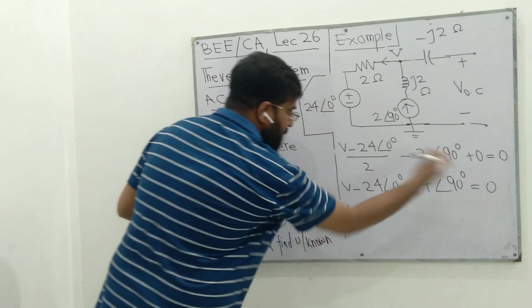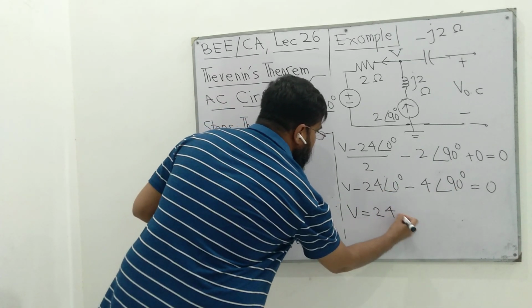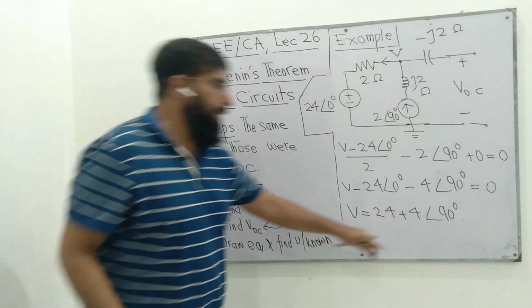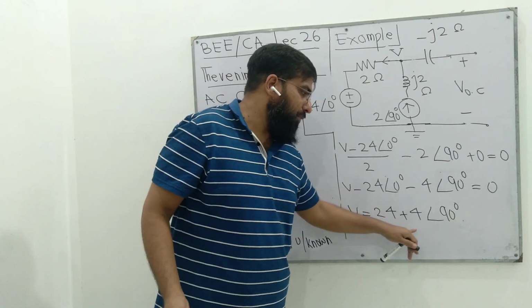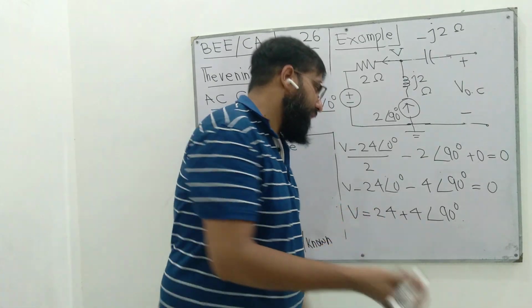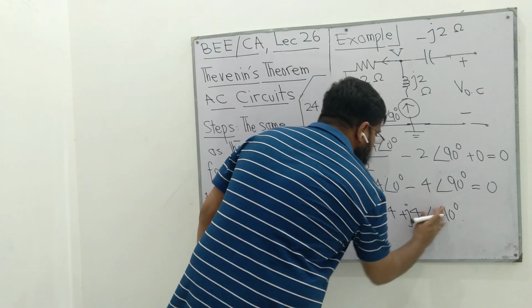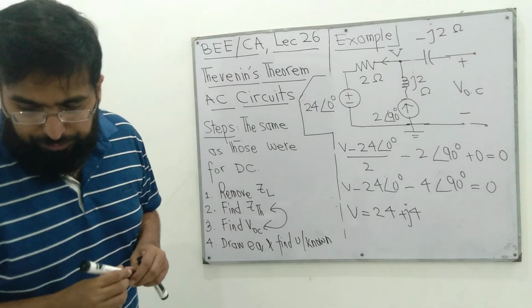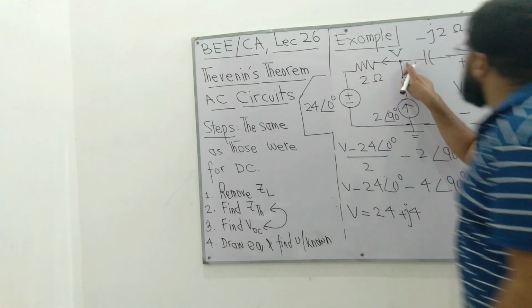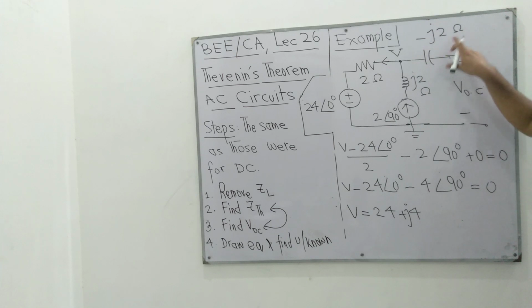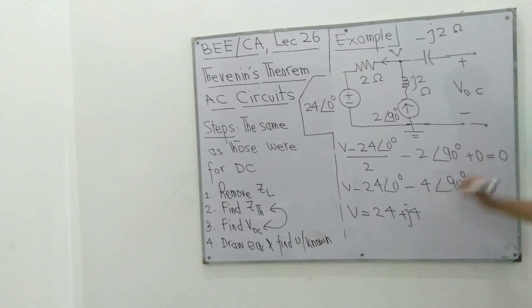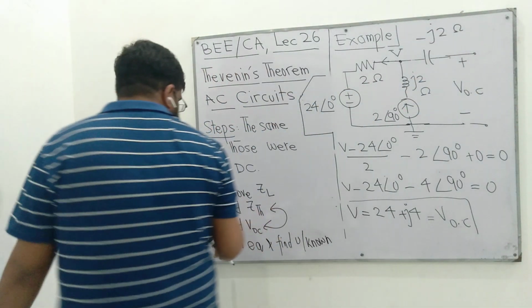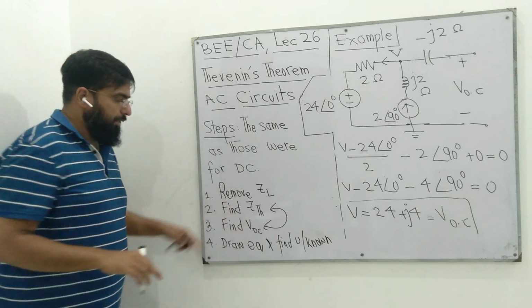Taking terms to the other side, V is 24 at an angle of 0, meaning 24, plus 4 at an angle of 90. Since 4 at an angle of 90 is a polar number, to add these two numbers together, this has to be in rectangular form. 4 at an angle of 90 can be conveniently converted into rectangular form and written as J4. So this is 24 plus J4. And this voltage is the same as this voltage because the voltage drop across this minus J2 ohm capacitor is 0. So this is the same as VOC.